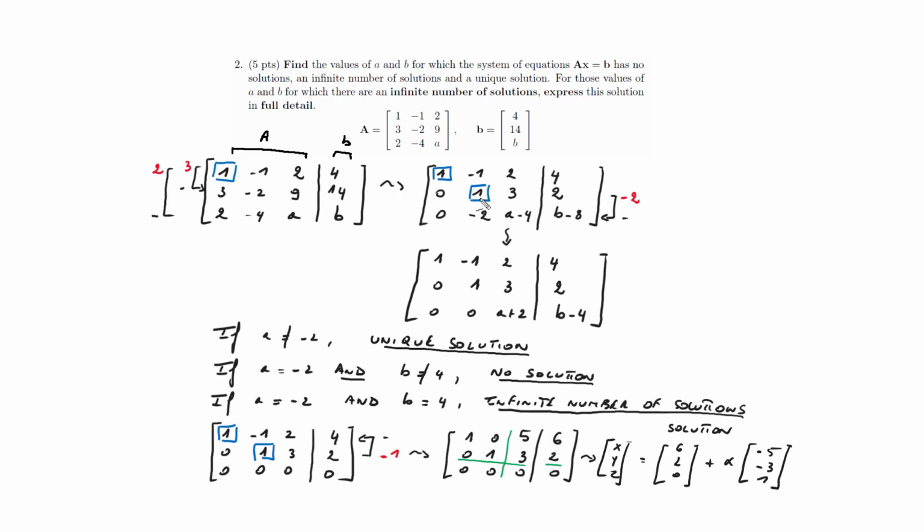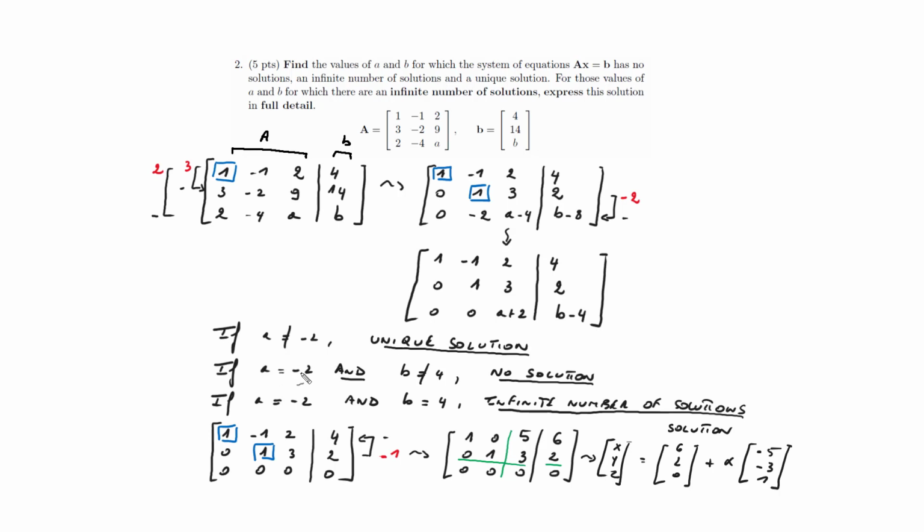Here is the second pivot, right? Now we want to create a zero over here. This is why you have this multiplier over here, and in the end you obtain the echelon form of the matrix A. And now we can start discussing. You can easily see that when A is different from -2, we have an upper triangular matrix, and you have a unique solution that you can obtain simply by doing back substitutions.